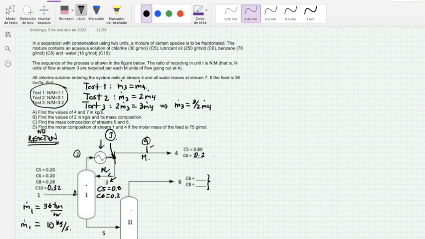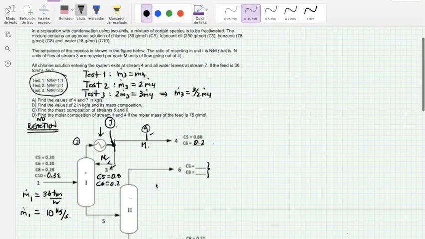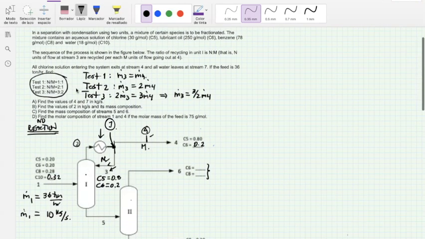We don't know if 1, 5, 6, and 7 are going to be affected by these cases, but that's what we have. I know there are a lot of things to find here, but basically you need to get all the mass flows and all the compositions. That's the thing to think about in these problems. You always need to get all the mass flows if you can, and all the compositions if you can. So let's just start by doing this.